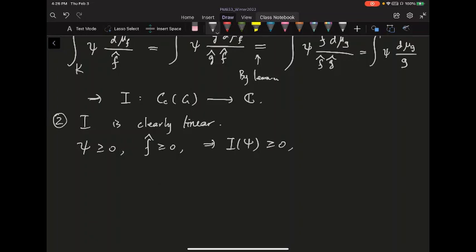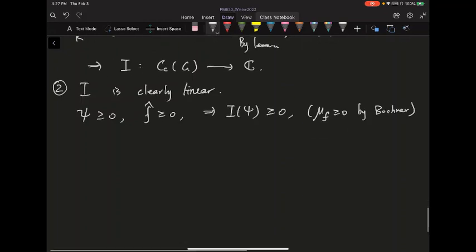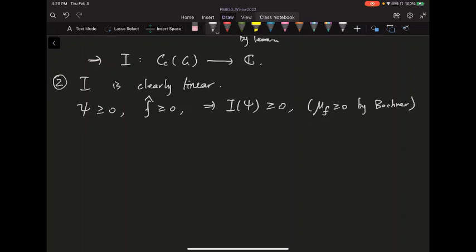Because your f hat is positive, your mu_f is also positive by the Bochner theorem. So you're integrating some positive function against some positive measure against something positive. In other words, your I is going to be a positive linear functional. Remember the Haar measure needs to be positive, so we have something indeed positive. Next, we want to show that this I function we defined is not 0.